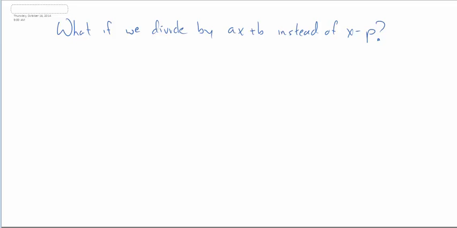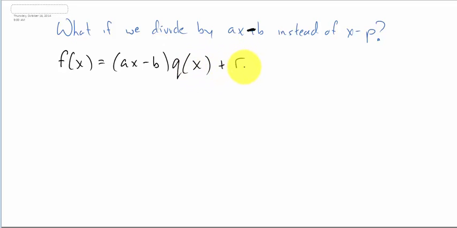So we looked at how to divide polynomials, and we just saw synthetic division when we divide by x minus something. But what if we're dividing by something with a leading coefficient? So in essence, what we'll end up with is that f of x, our original polynomial, is ax minus b, we'll call it minus instead of plus, times whatever the quotient is, plus that remainder. We saw this in the previous division idea that we had.